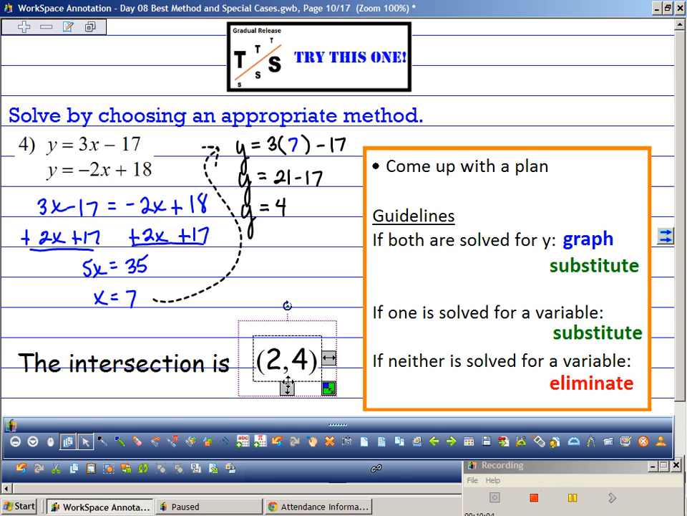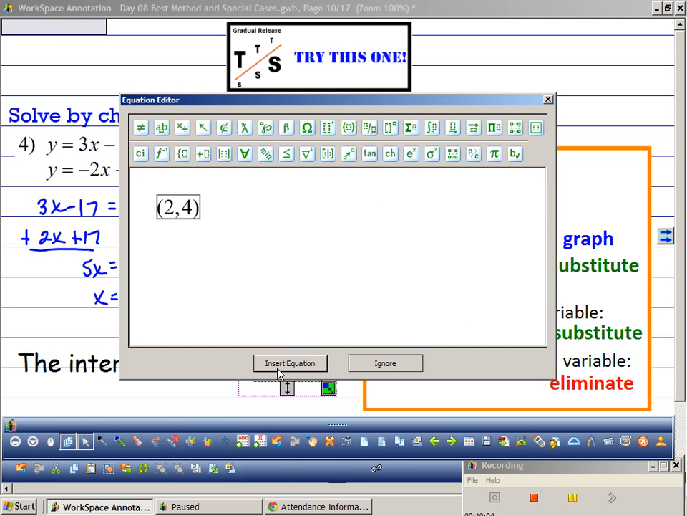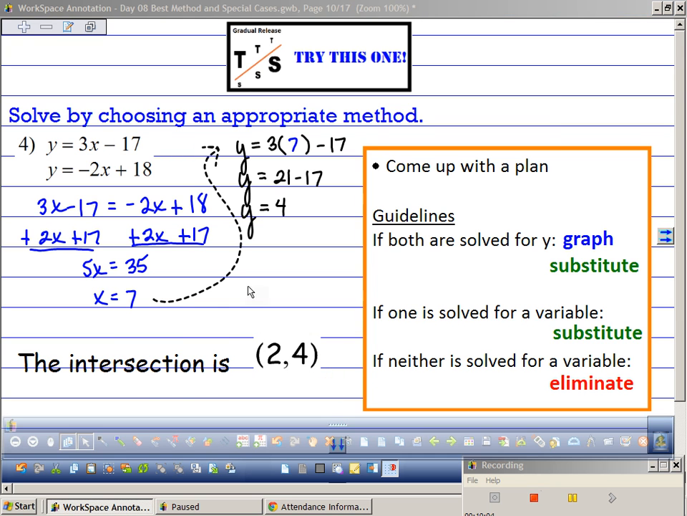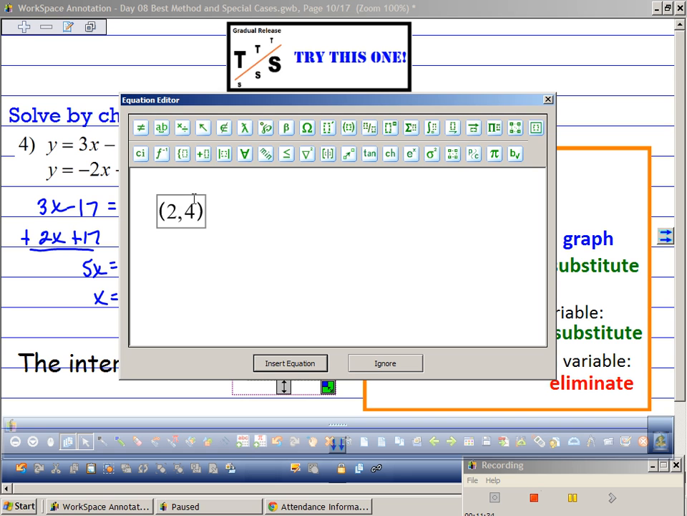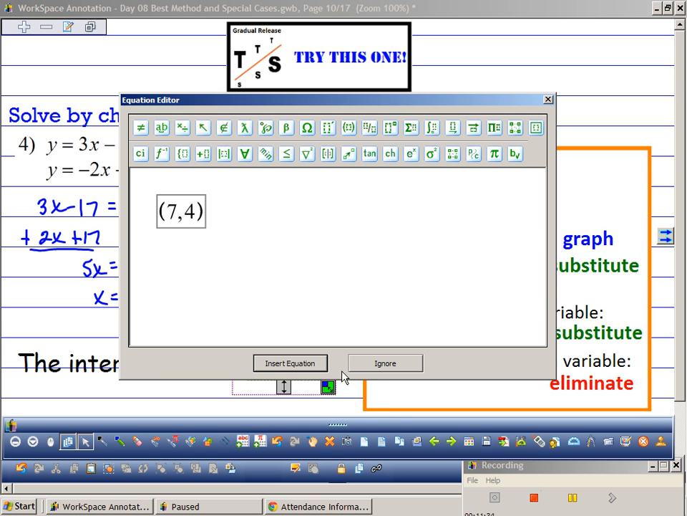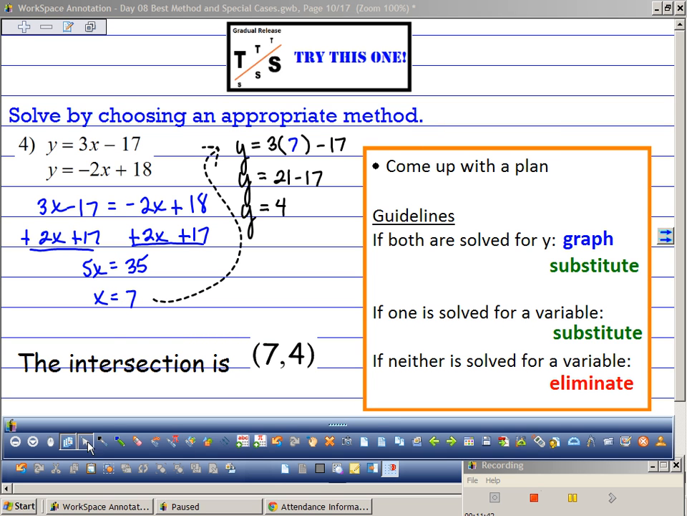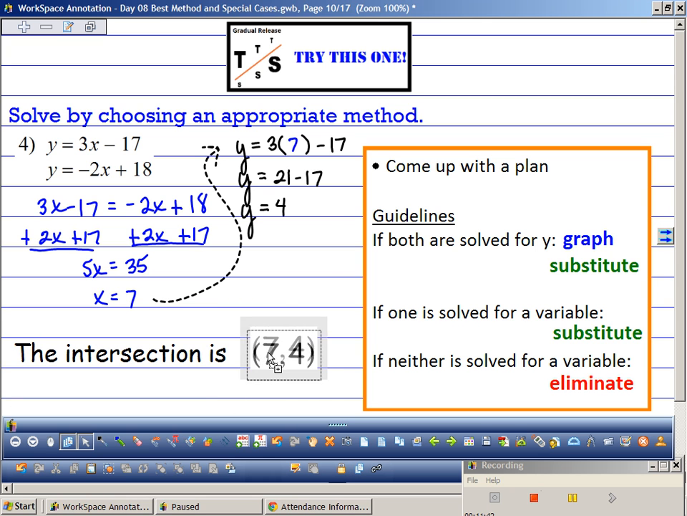Uh-oh, that's not a 7. Whoa. That's crazy. Better? 7, 4. Questions on that one?